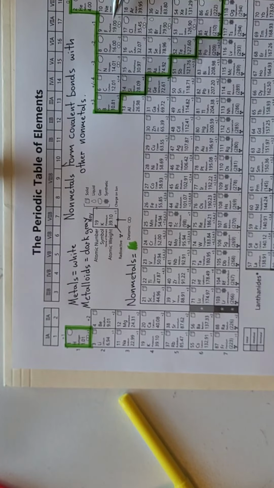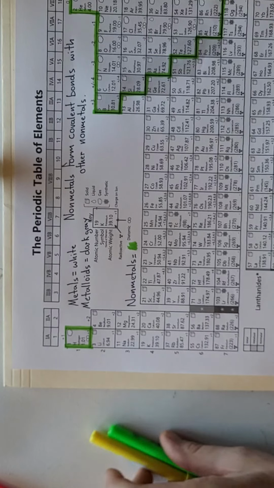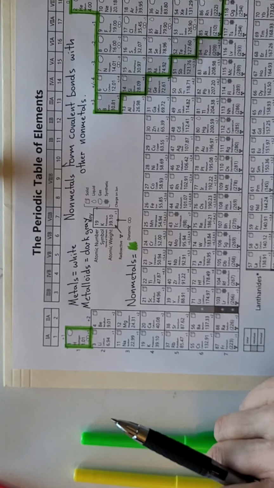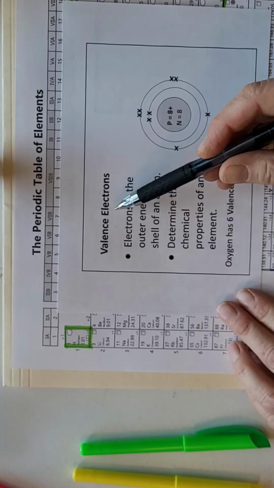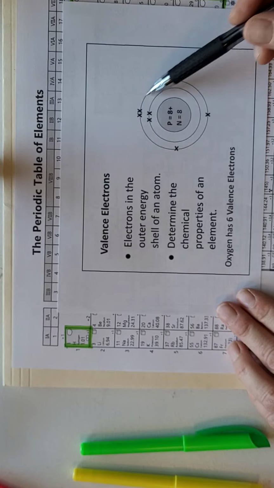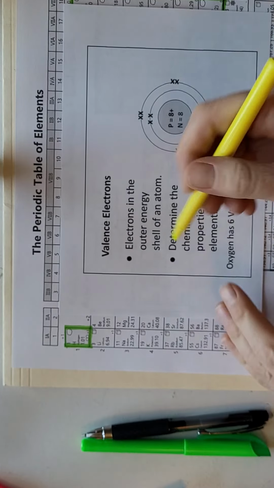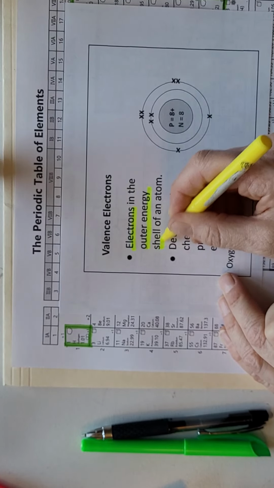So now that we know that nonmetals make covalent bonds, we need to learn a bit more about valence electrons, because we're going to be using valence electrons when we draw our electron dot diagrams and move on to Lewis structures. So valence electrons are just the electrons in the outer energy level or outer shell of an atom. Okay, so electrons in the outer energy shell.